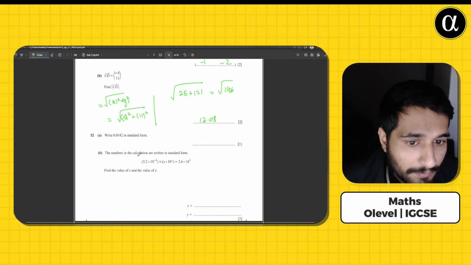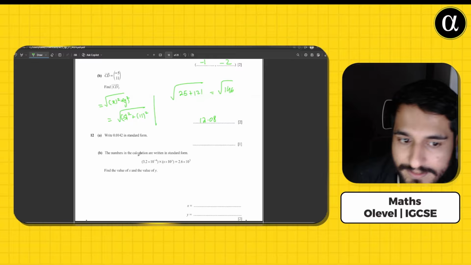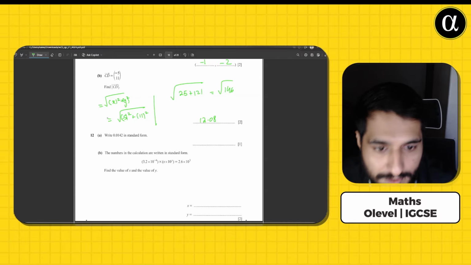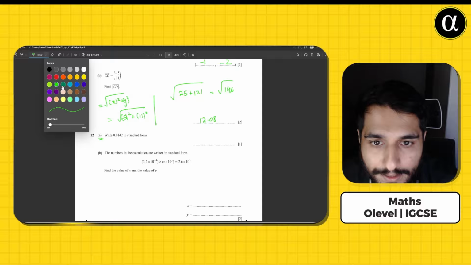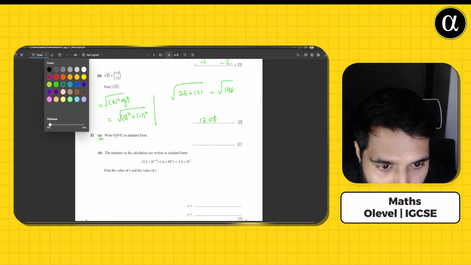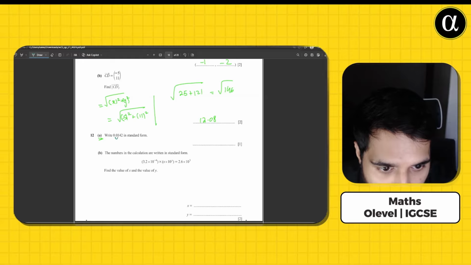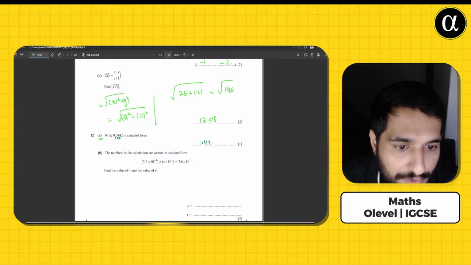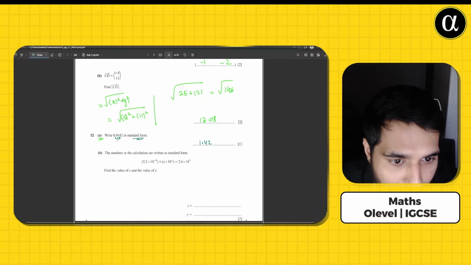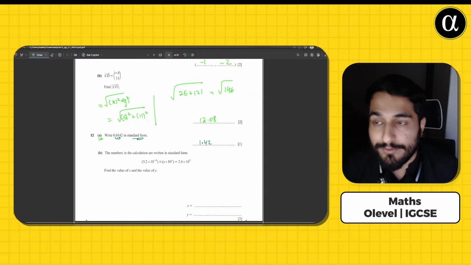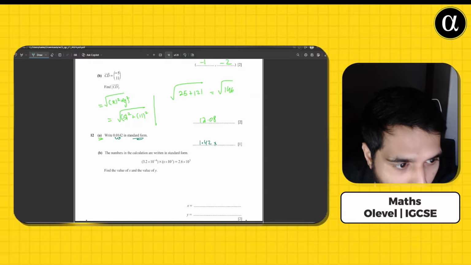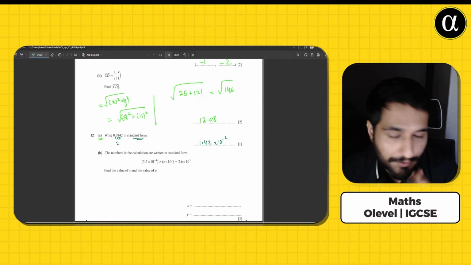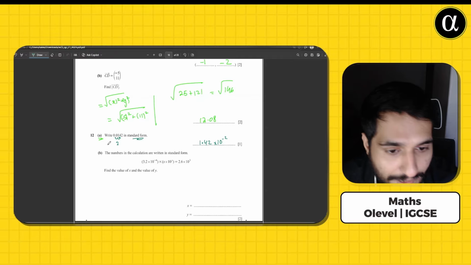Now, question number 12 states we have to write 0.0142 in standard form. The first part, part A, is 0.0142, and we need to know that the decimal always comes after the first digit, so not here, it should rather be here. So it should be written as 1.42, but we are still unsure of the power that we're going to apply due to the standard form. Since we are moving 2 places to the right hand side, it's going to be times 10 to the power minus 2, because we moved 2 units to the right.